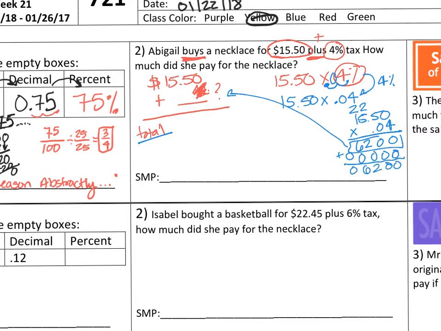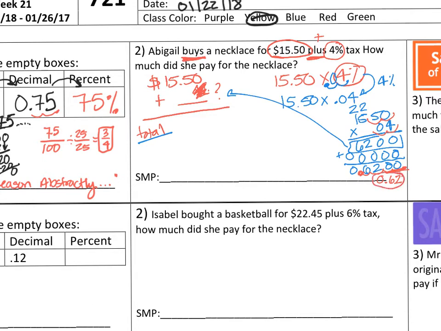Okay, now you have to keep in mind how many decimal places you went. So 1, 2, 3, 4. Now let's start here. 1, 2, 3, 4. All right, so how much does she pay for tax if it's 4%? She paid 0.62, you don't have to include these zeros, as tax.